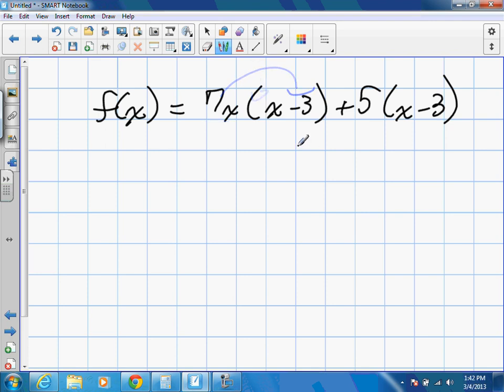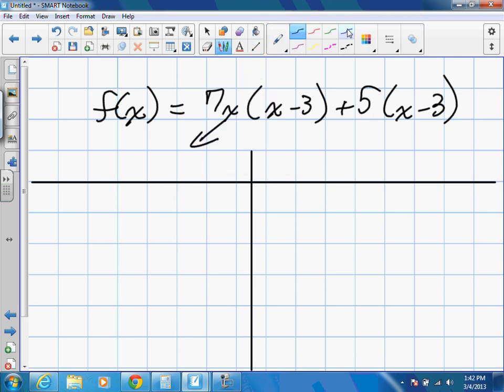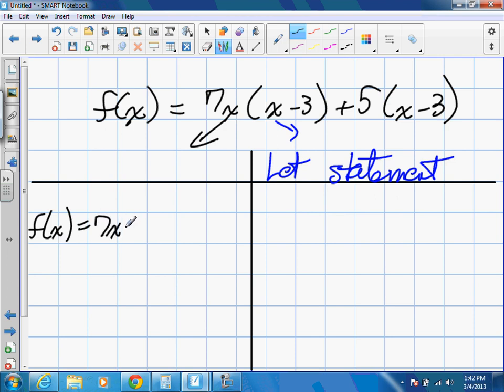We're going to set this up and split it. We're going to do it 2 different ways. On the left, we'll do it the normal way, and on the right, we're going to use a let statement. The reason we're going to do this is so it's easier to understand doing it the normal way. So I'm going to rewrite it here. f(x) is equal to 7x(x - 3) + 5(x - 3). I'll rewrite it on the other side too.